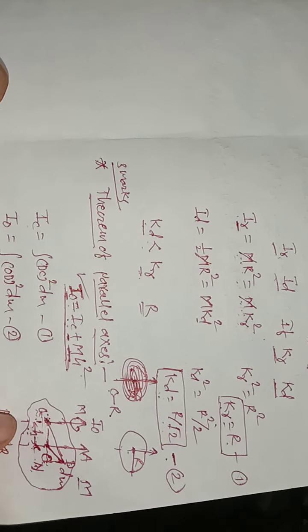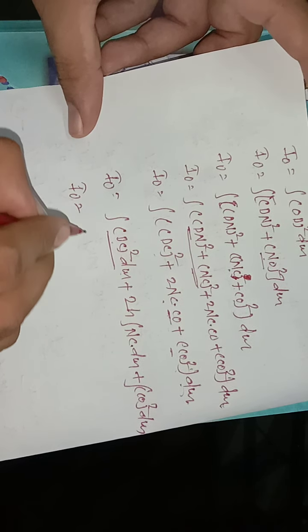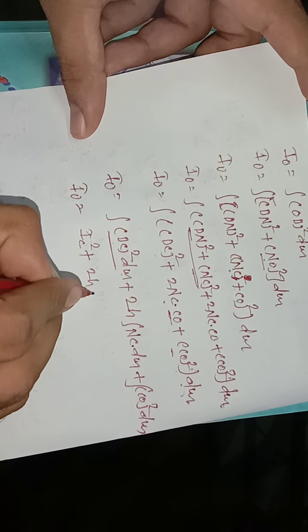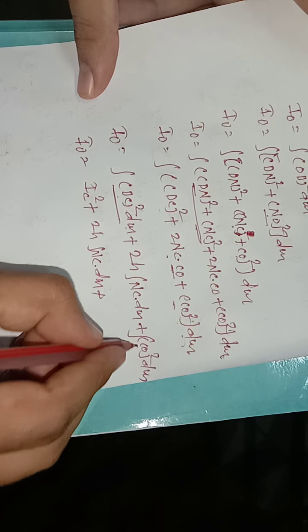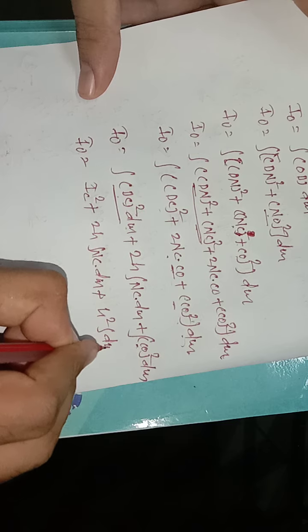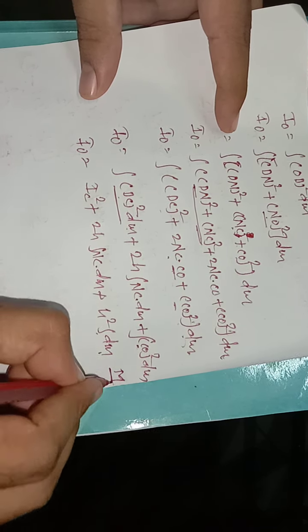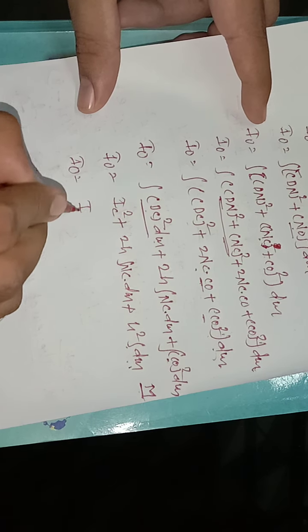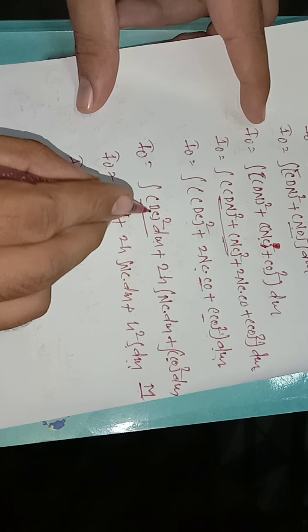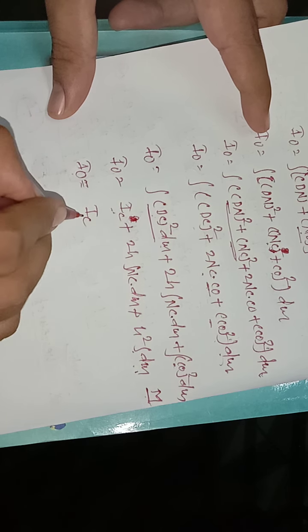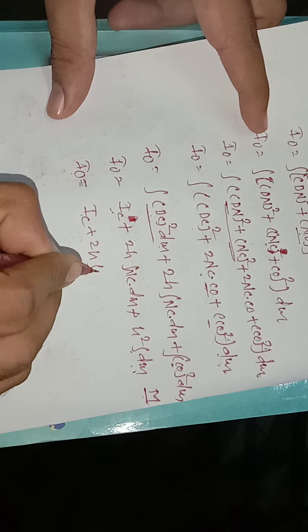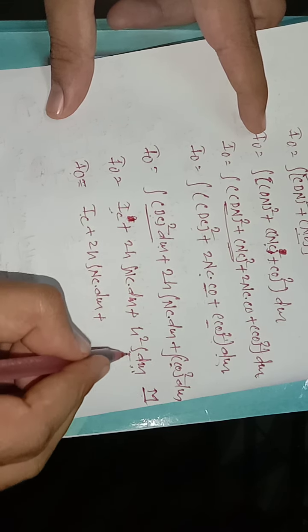Now from equation 1, I_C is equal to the integration of DC square dm, that is the moment of inertia about an axis passing through the center of mass. So I_O is equal to I_C plus 2h integration of NC dm plus h square integration of dm, because CO is the distance between two parallel axes, h. Now the integration of dm is the mass of that object, capital M. So instead of the integration of dm we can write M, so M h square.